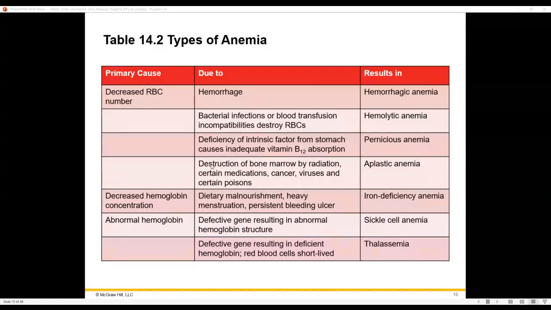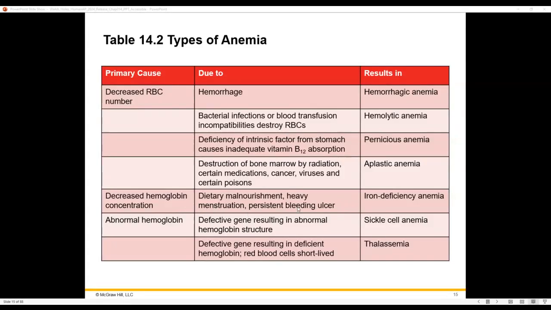Okay, so hemorrhage, bacterial infections or blood transfusion incompatibility, deficiencies of intrinsic factor from the stomach, therefore inadequate vitamin B12 absorption, destruction of bone marrow by different means. These all cause decreased red blood cell numbers. In this first case, hemorrhaging, we call it a hemorrhagic anemia. Bacterial infections or blood transfusion incompatibilities we will refer to as hemolytic anemia, deficiency of intrinsic factor, pernicious anemia, and destruction of the bone marrow, aplastic anemia.